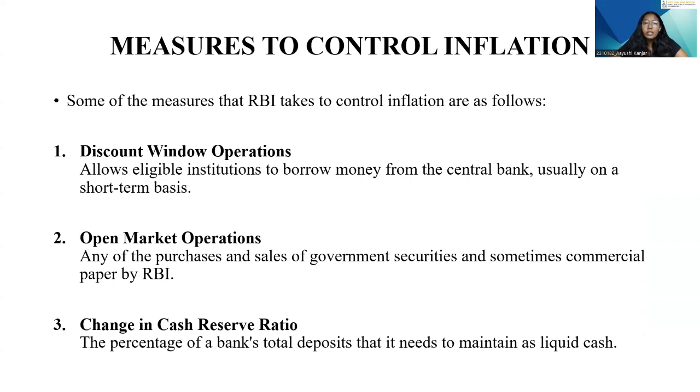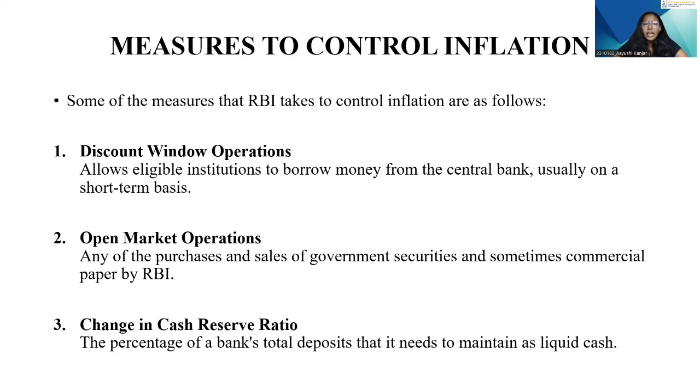So, the measures to control inflation, and there are three major steps that RBI takes to control inflation, and they are as follows. The first one is discount window operations. It allows eligible institutions to borrow money from central bank, usually on a short-term basis. Here, the eligible institutions are mainly banks. And open market operations, that is any purchase and sales of government securities and sometimes commercial papers by RBI. So when the RBI wants to increase the money supply, it purchases the bonds, and when the RBI wants to decrease the money supply, it sells the bonds.